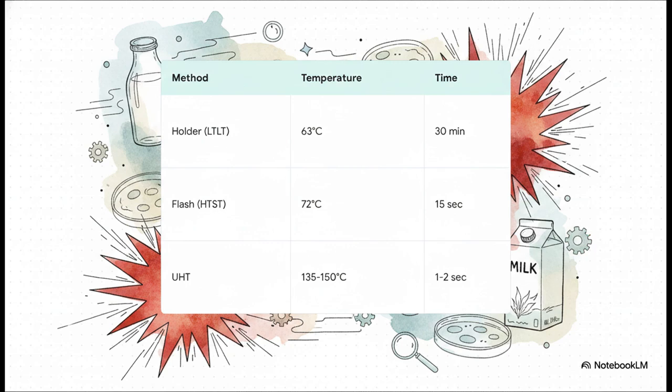Take a look at the Holder method. It uses a load temperature of 63 degrees Celsius for 30 minutes. But then we have the Flash method, or HTST. This bumps the heat up to 72 degrees for just 15 seconds, making it a highly efficient commercial standard because it preserves that fresh taste. And finally, the ultra-high temperature, or UHT method. This one blasts the liquid at 135 to 150 degrees, but only for 1 to 2 seconds. That's what allows for long-term storage without any refrigeration.